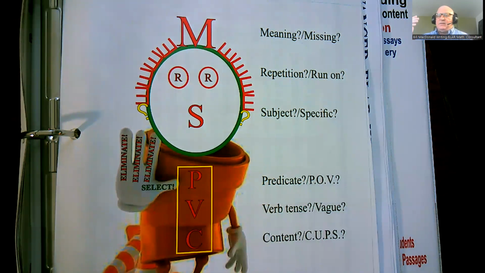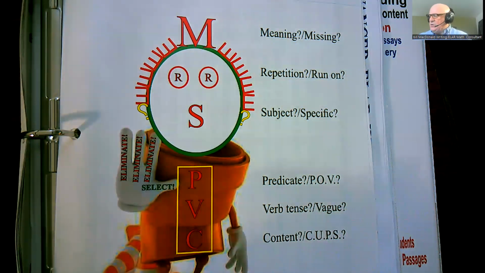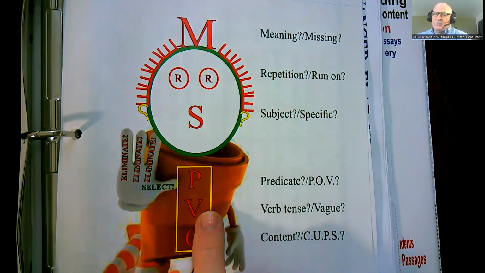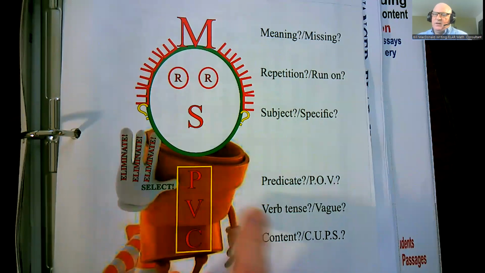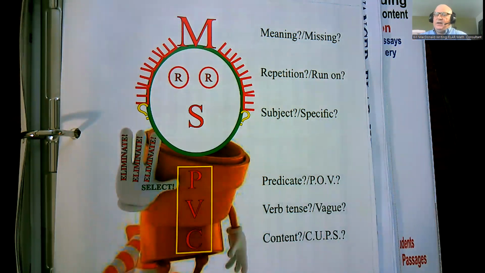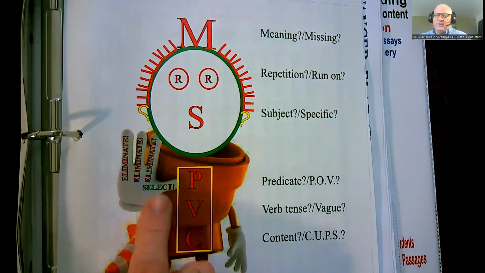Is the verb tense past, where I'm putting my hand behind me? Present, I'm pointing down. Future. If the verb tense changes, we eliminate. If the answer choice is too vague and there's one that's more specific, then we eliminate the one that's too vague and we select the one that's more specific.